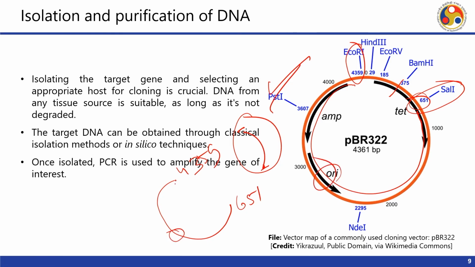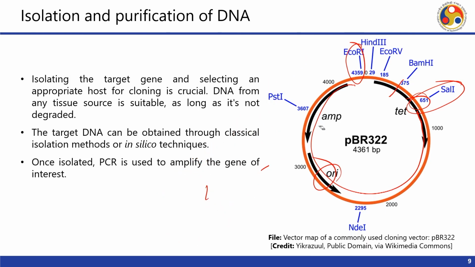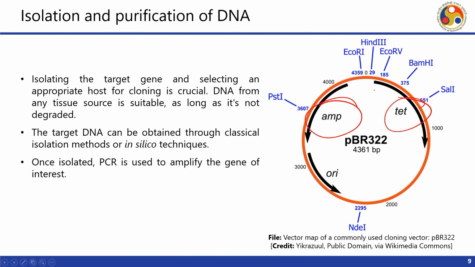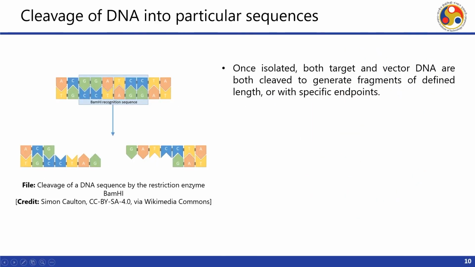So, we create a big gap over here, and in this gap we can clone a very big gene sequence. So, this is basically what a vector is all about: the various restriction sites, the antibiotic resistance genes which help us in the screening process, as well as the origin of replication.